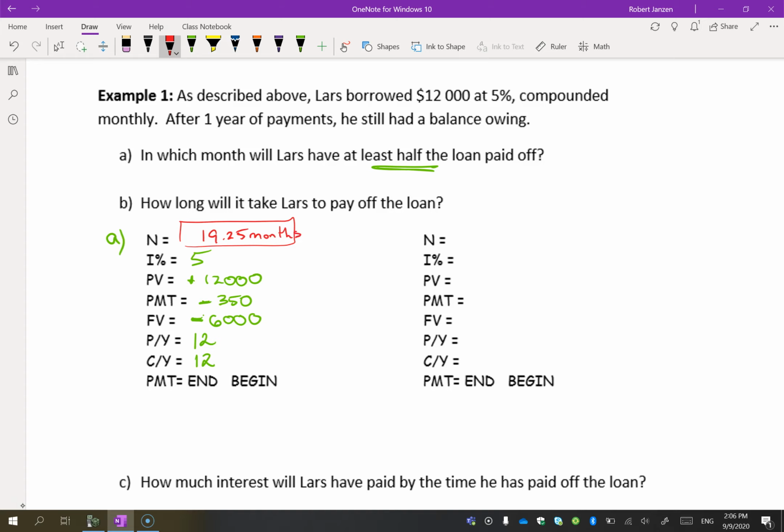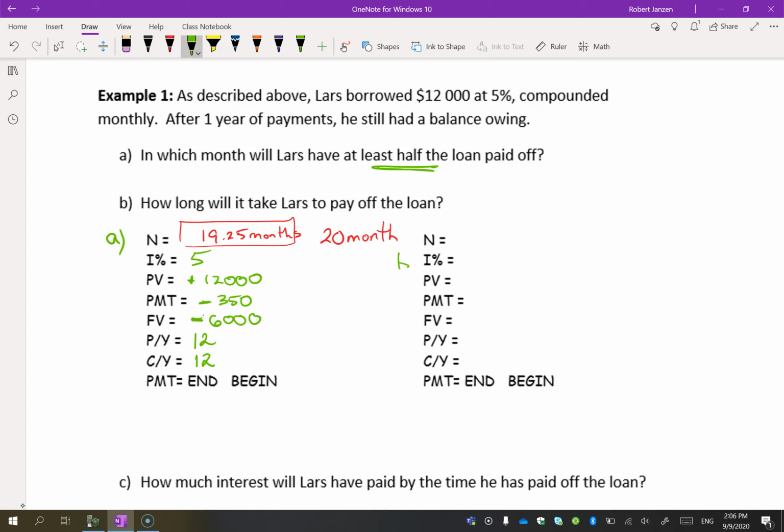So what does that mean? That means the 20th month he will have paid off half the loan. Remember, at 19 months, you will have not been to 6,000 yet. Okay, so it's going to take us 20 months. You can't have part months in a question like this.